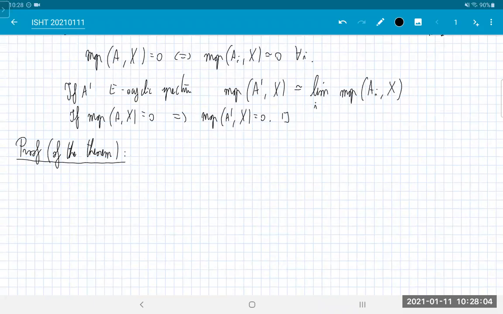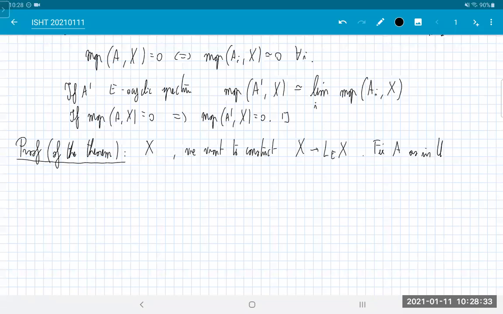Okay, so remember we have X and we want to construct L mapping to L_E X, an E equivalence such that L_E X is E local. So fix A as in the corollary. Then note that A is in Sp^κ.